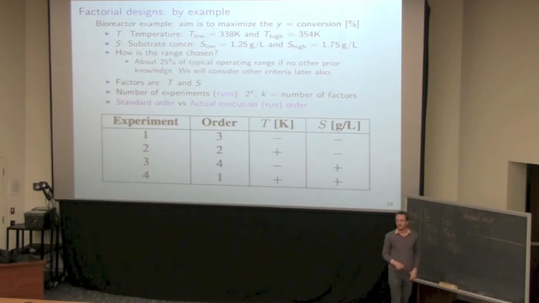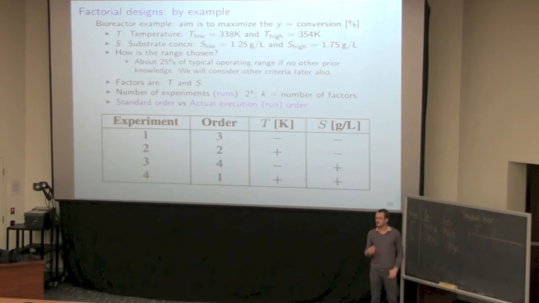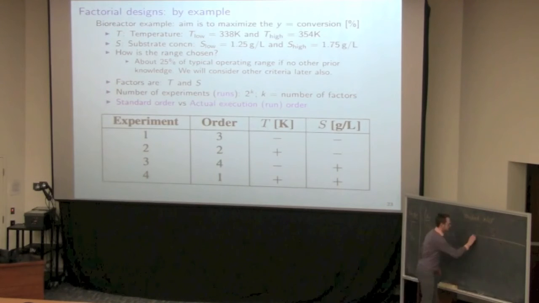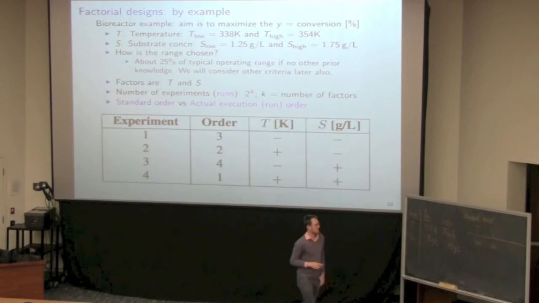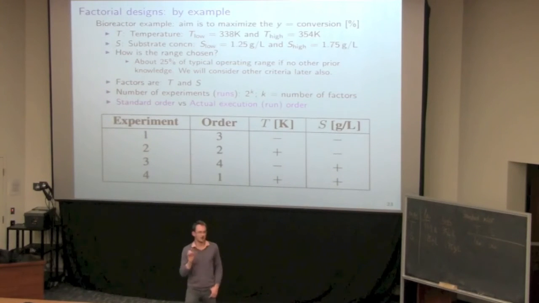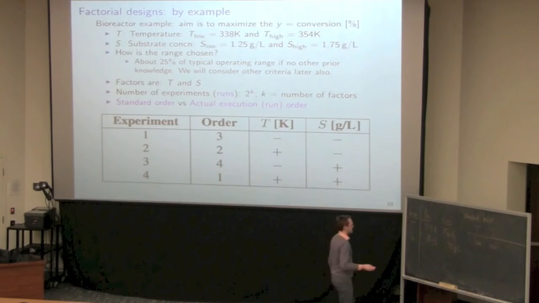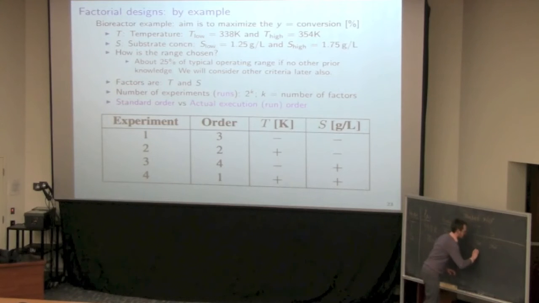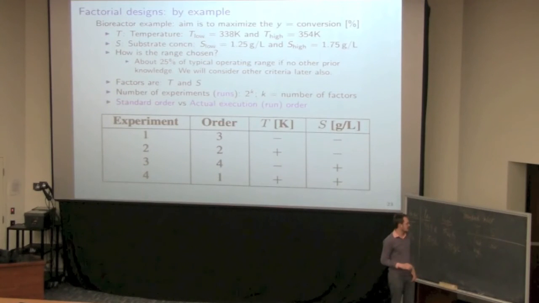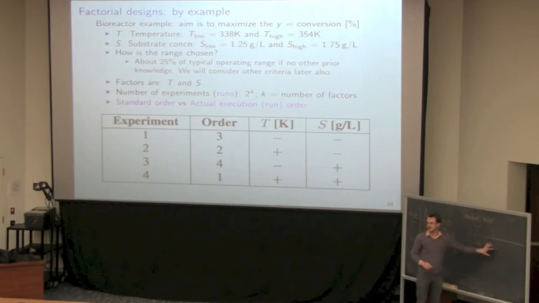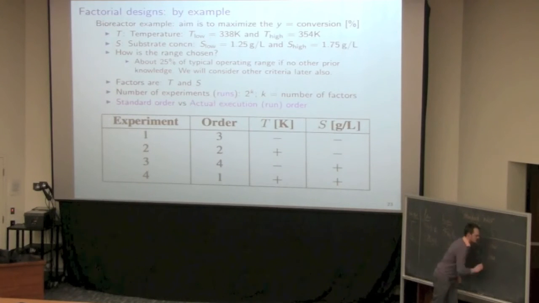So the rule is, start all your experiments with all the settings of the variables at their lowest level. So low and low. The first entry in standard order is always low and low. The next one is you vary the level of the first factor, so that's low, then high. Vary the level, and keep the other factors constant. So in this case, S is kept constant.